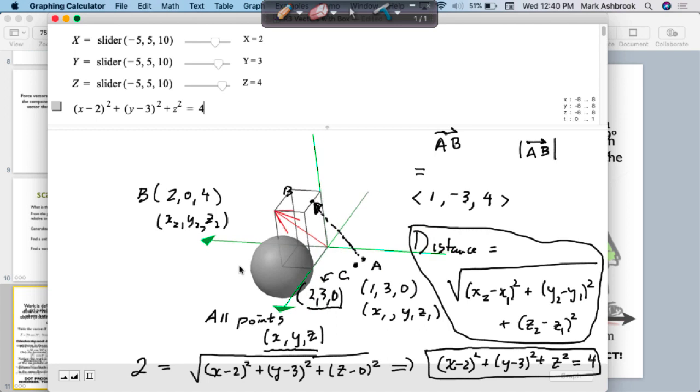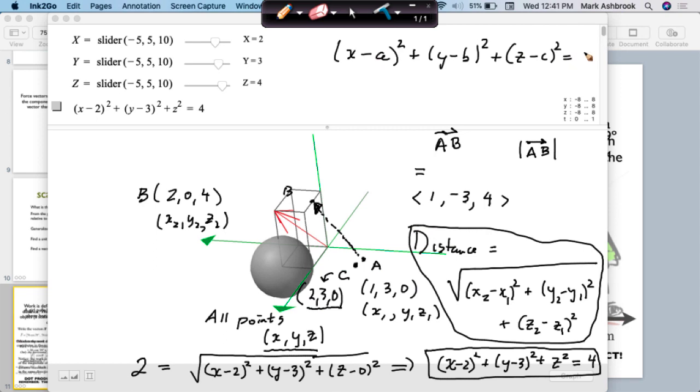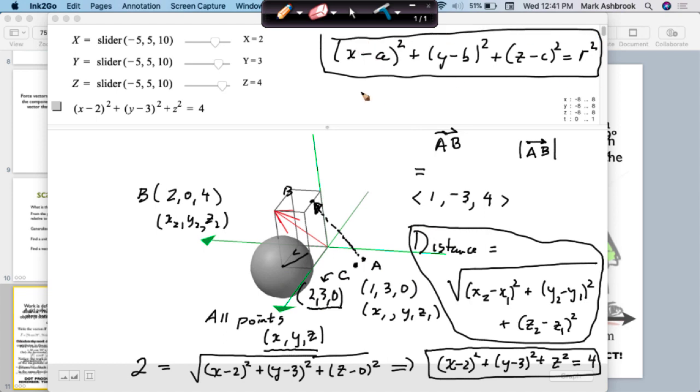So that gives us the equation of a sphere, where all points on the sphere are x, y, z. And what is 4 relative to this sphere? Radius squared. Right, the radius was 2. The distance from that point out to the edge was 2. So 4 was, we squared it to get rid of the square root. So this is radius squared. So A, B, and C is the center. X, Y, and Z are all points on the sphere. And R is the radius.